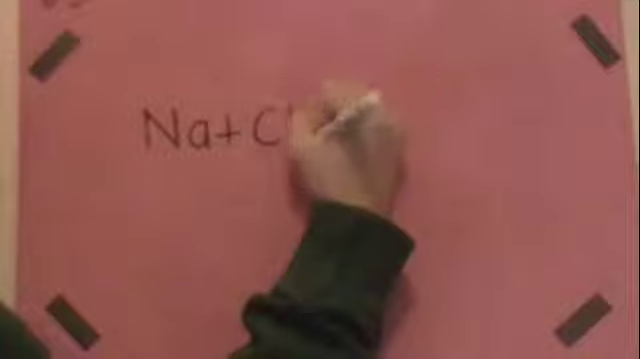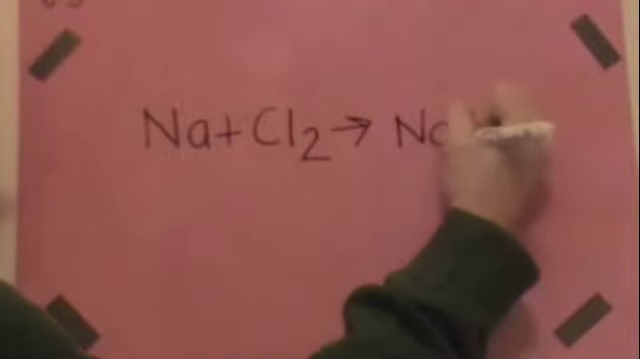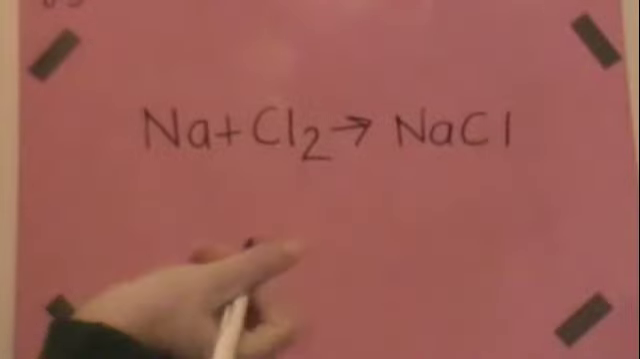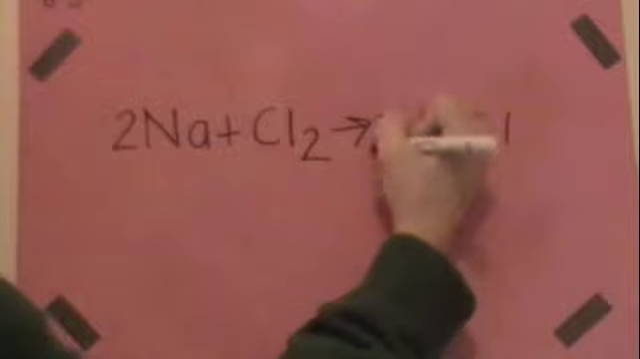Next, we have synthesis reactions. A synthesis reaction is when two elements or two smaller molecules combine to form a larger compound. An example of this is Na plus Cl2 combining to form NaCl. And of course we must balance this equation, adding a 2 in front of Na and a 2 in front of NaCl.